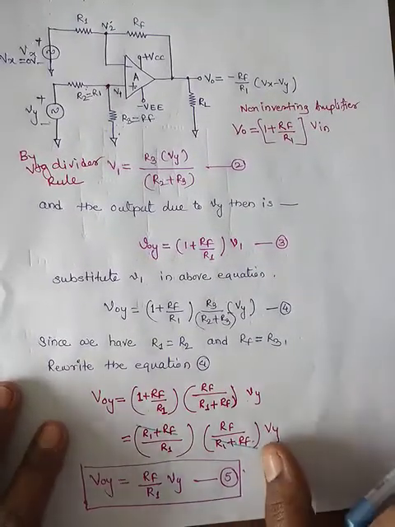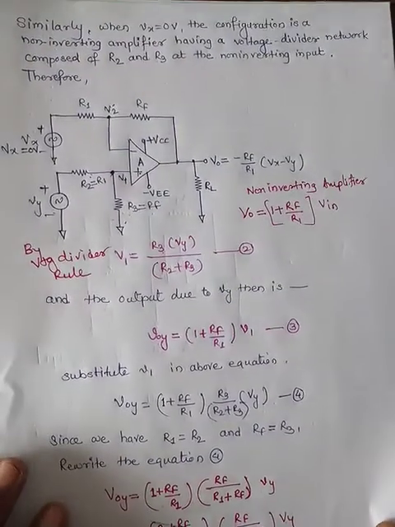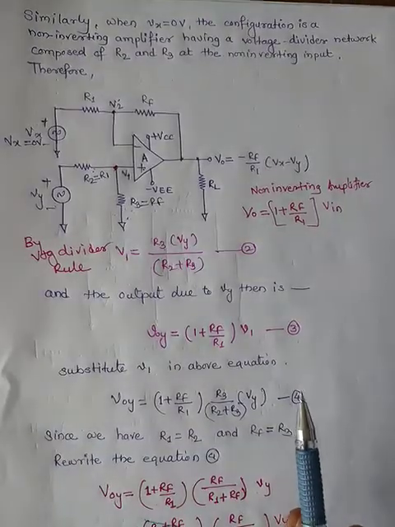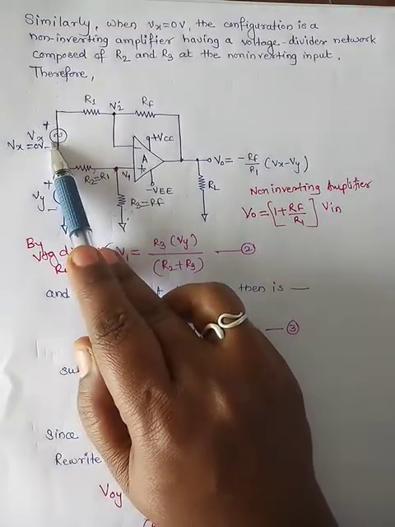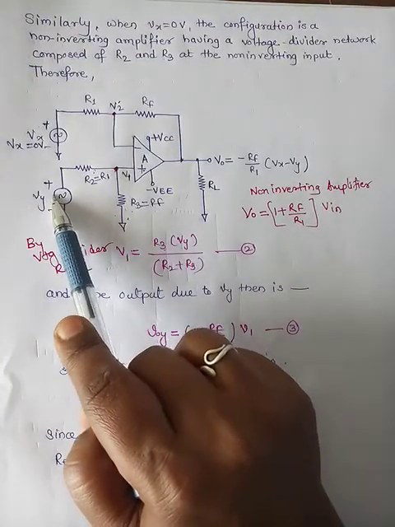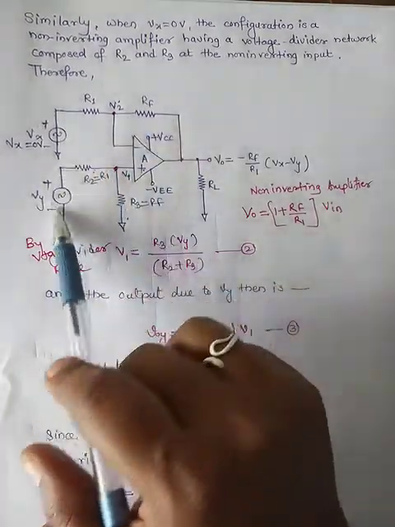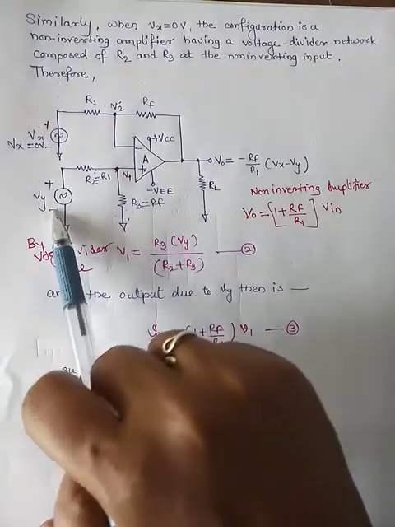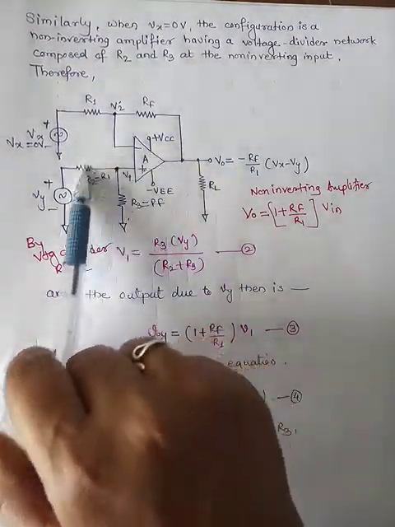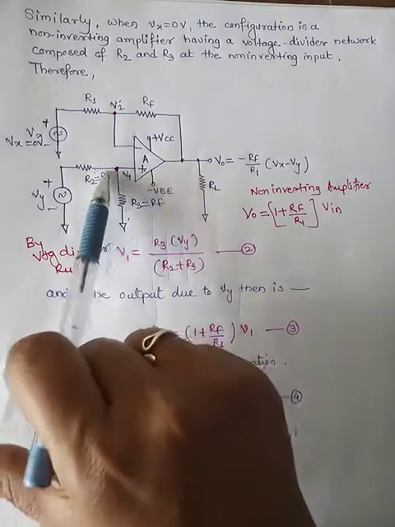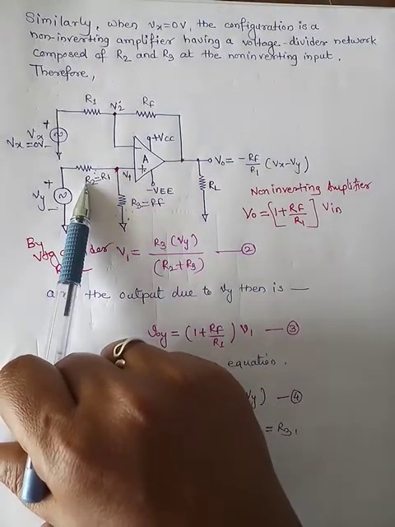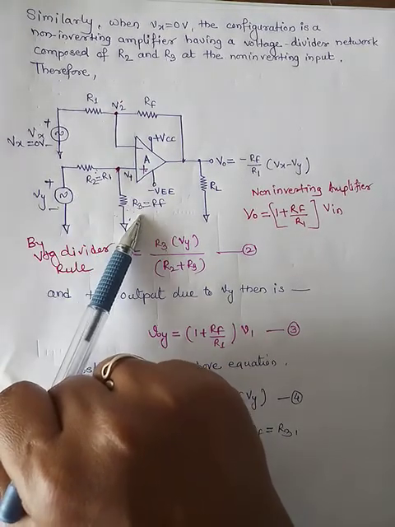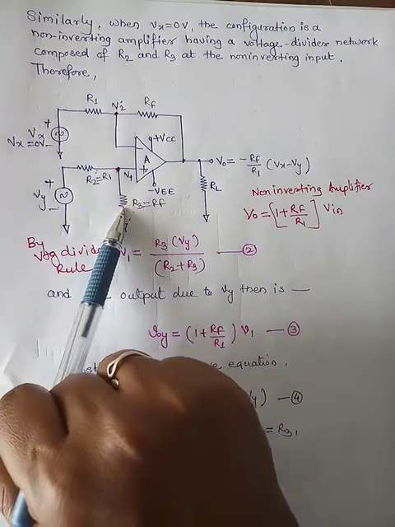Now similarly for the other signal source, Vy. When Vx is equal to 0 and only Vy is present, the circuit is nothing but a non-inverting amplifier because input is given to the non-inverting terminal. We have to find the input to this, because in the circuit there are two resistors R2 and R3, and these two resistors constitute a circuit called a voltage divider network.